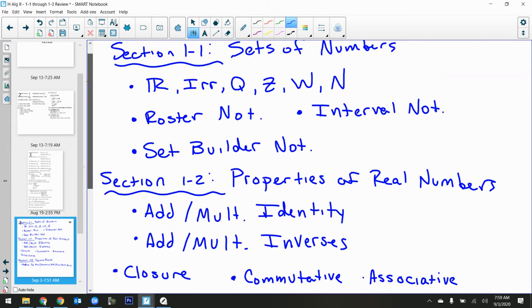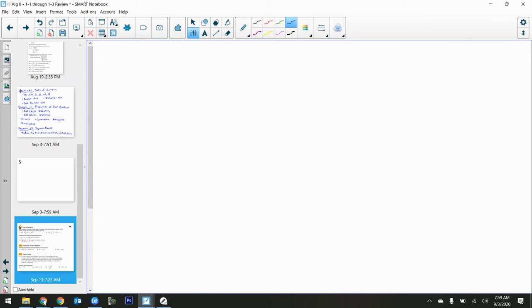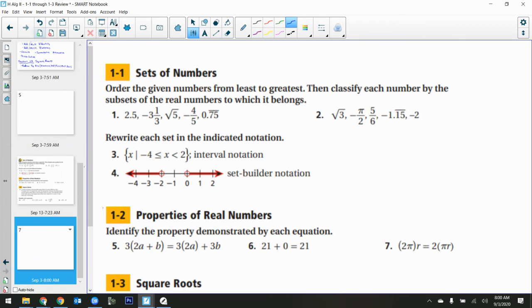Can we go back to section 1-1 and just start running through some things I can ask you about? Let's do a simple one. I wonder if there's an example: order the given numbers from least to greatest, then classify. Yeah, let's do that. I don't necessarily like that one, and I don't really like that one. Okay, I'm going to make my own up then.